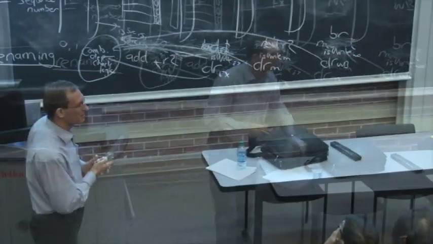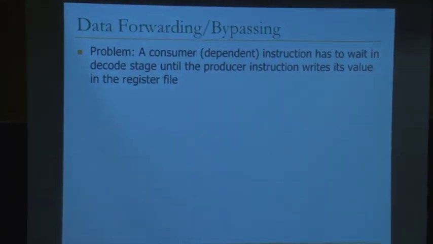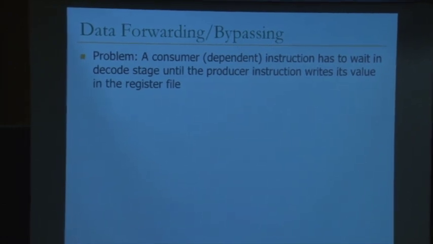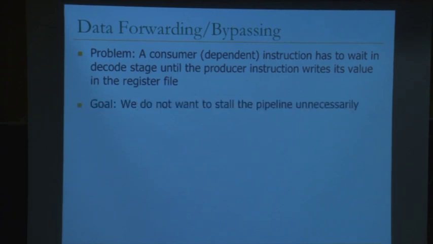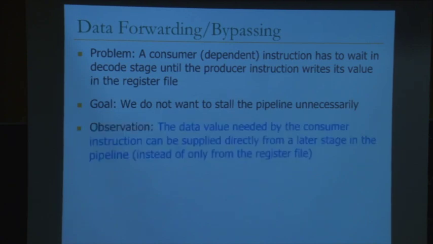Basic idea. The fundamental problem is that a consumer, a dependent instruction, has to wait in the decode stage until the producer instruction writes its value into the register file. And our goal is we do not want to stall the pipeline unnecessarily. The observation is that the data value needed by the consumer instruction can be supplied directly from a later stage in the pipeline, supplied directly from the producer, instead of waiting for the producer to write to the register file.